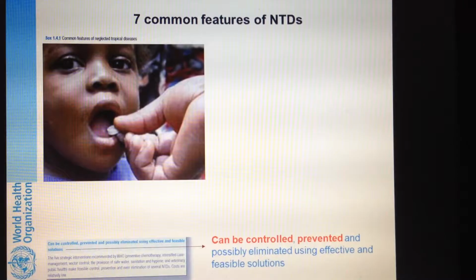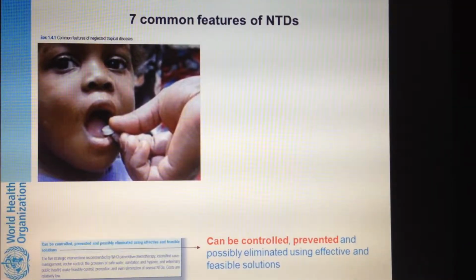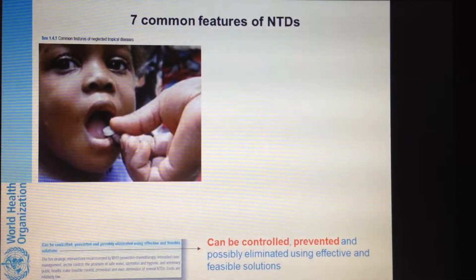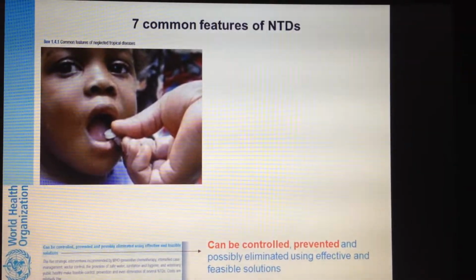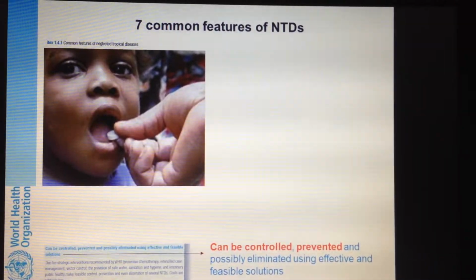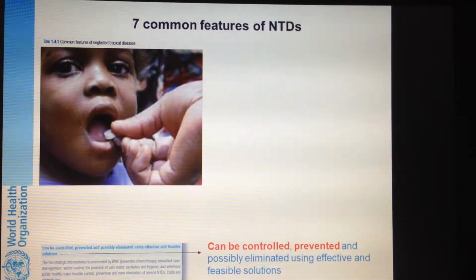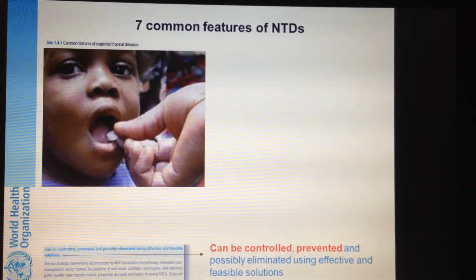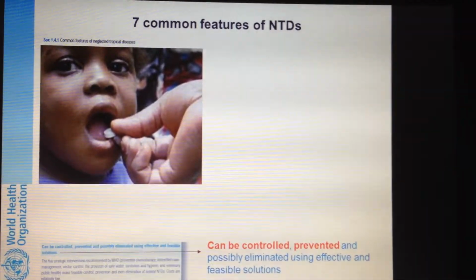For instance, this is an example of deworming. Just giving one tablet or a few tablets to children in a community, we can eliminate the disease. Diseases like helminthiasis, schistosomiasis. It can cost a few cents of a dollar to eliminate the disease in a country.